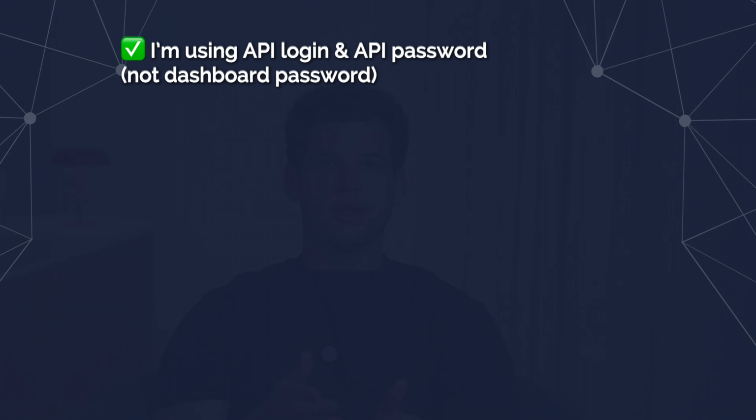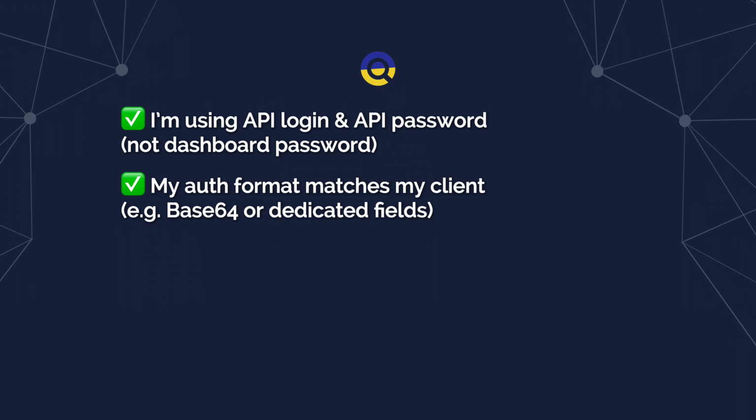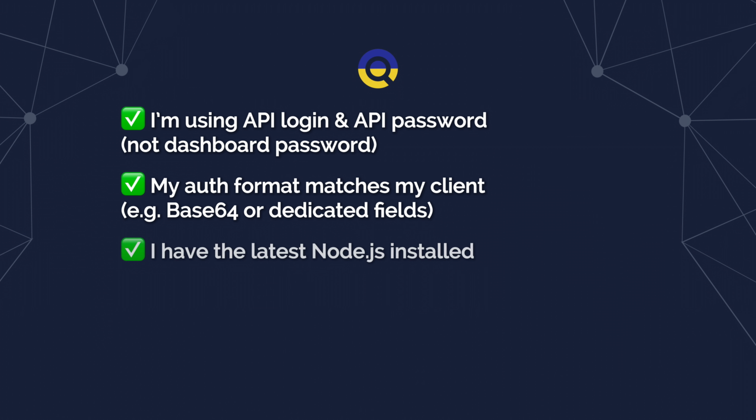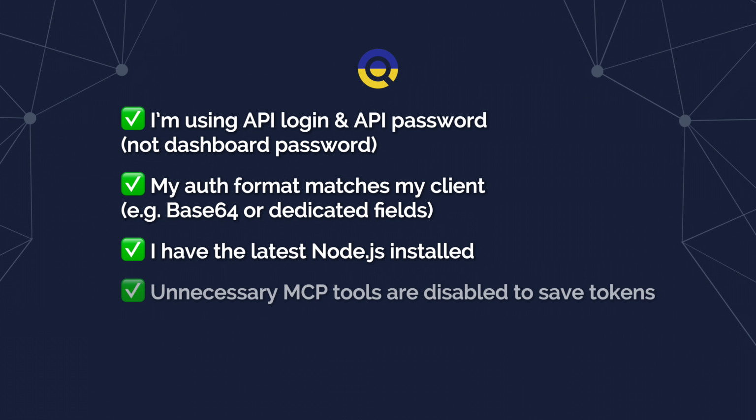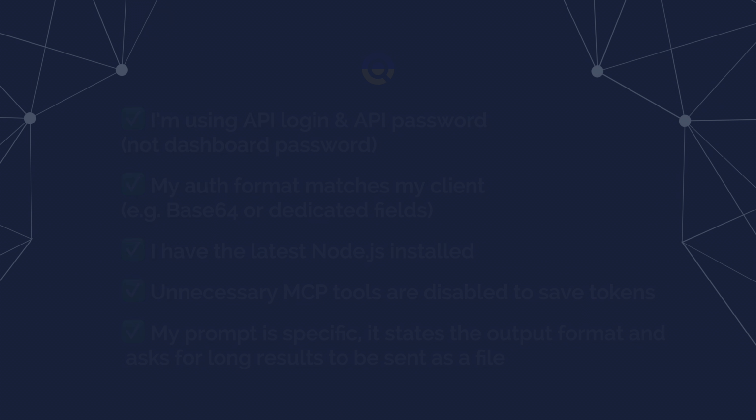I'm using API login and API password, not dashboard password. My auth format matches my client, for example, base64 or dedicated fields. I have the latest Node.js installed. Unnecessary MCP tools are disabled to save tokens. My prompt is specific. It states the output format and asks for long results to be sent as a file.